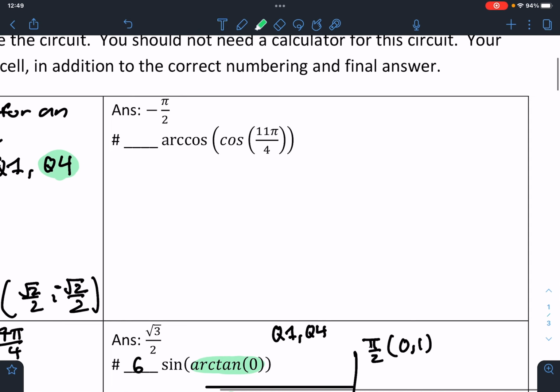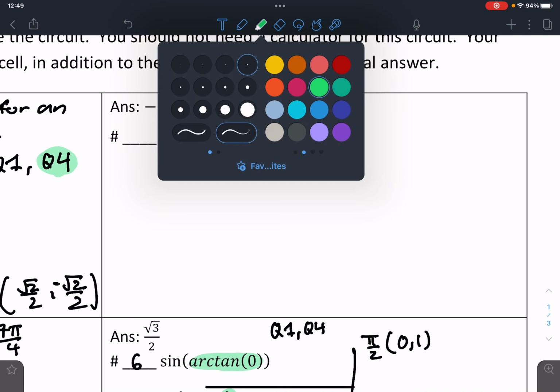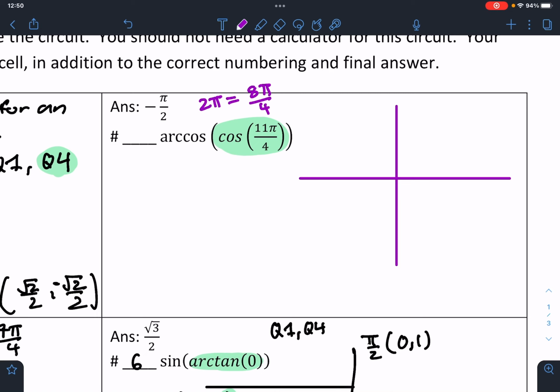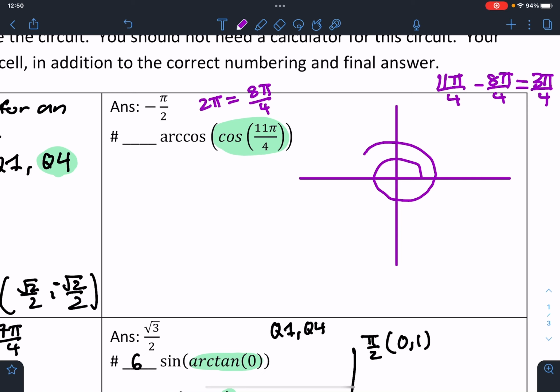Right here. All right, so next let's make this a little bigger. Let's do cosine of 11 pi over 4. So if I draw this, 11 pi over 4 is interesting because I feel like that's more times than 2 pi. So 2 pi, everybody, is the same thing as 8 pi over 4. So I know when I see 11 pi over 4, that means I went over. So if I do 11 pi over 4 minus 8 pi over 4, that takes you to 3 pi over 4. So if we were going to draw this, you would go around once and then go here.